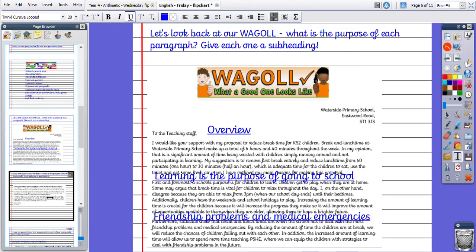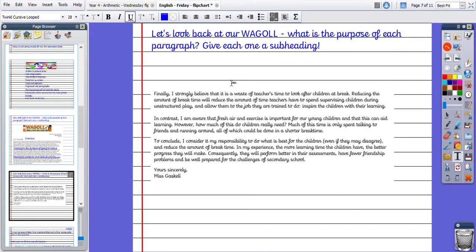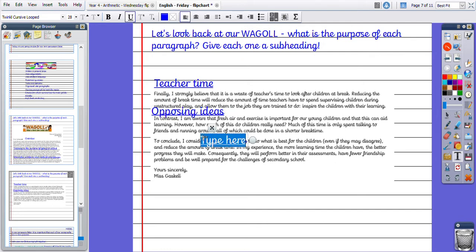Okay, moving on to the next page then. And here we talk about how it's a waste of teacher time. So we could use a subheading teacher time perhaps. Now this paragraph is an interesting one because it talks briefly about the other side of the argument, that fresh air and exercise is good for children. So we could put opposing, so it's a bit like opposite, it's the opposite side of the argument, opposing ideas. And then finally, our last paragraph, of course, is the conclusion or the summary.